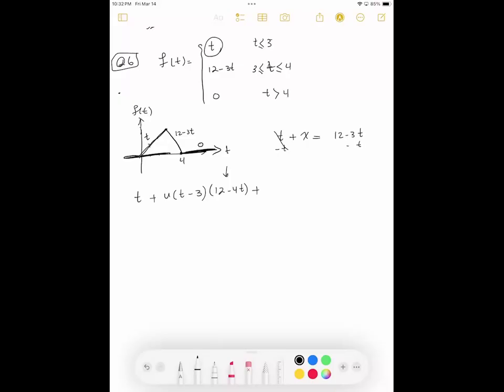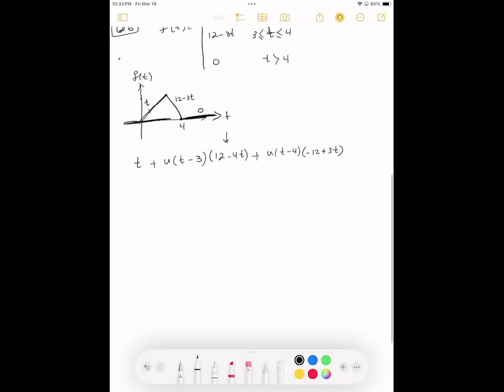And you put a plus sign. Then for the next one, we have u(t minus 4). We want to get 0. We want to add what to 12 minus 3t to give us 0? So that's what you're solving for. So we subtract 12, we add 3t to both sides. So we get negative 12 plus 3t. This is the easiest way to find these. There are other methods, but I think this is the easiest way.